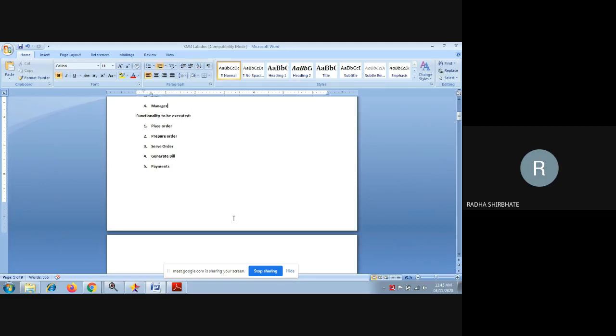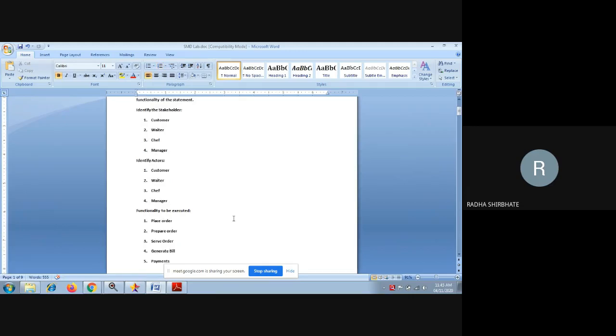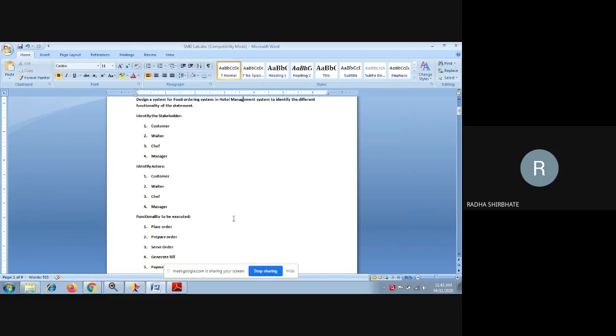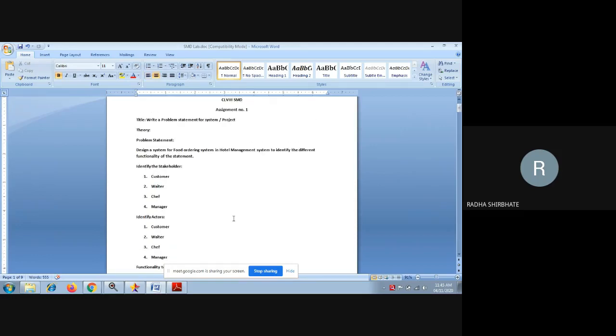Now, once we understand these concepts, how to identify the stakeholders, what the active participants of your project or system are, which are called actors, and what different functionalities are to be executed by the system, we have to identify them. So this is a theory assignment. In this theory assignment, you only have to identify these three factors. I hope you are clear with the concept. Thank you.